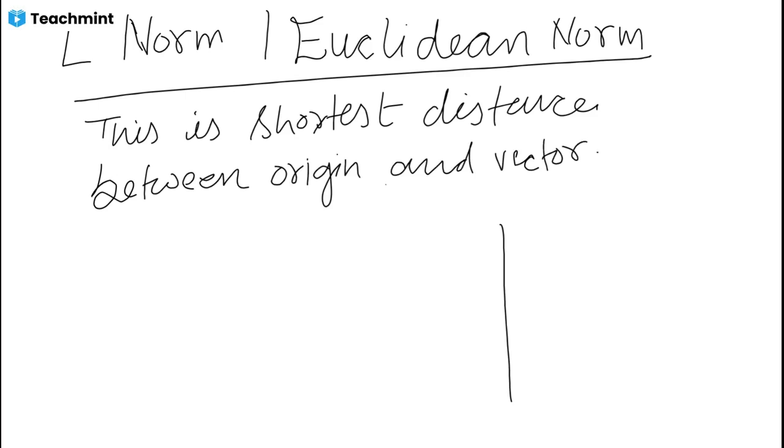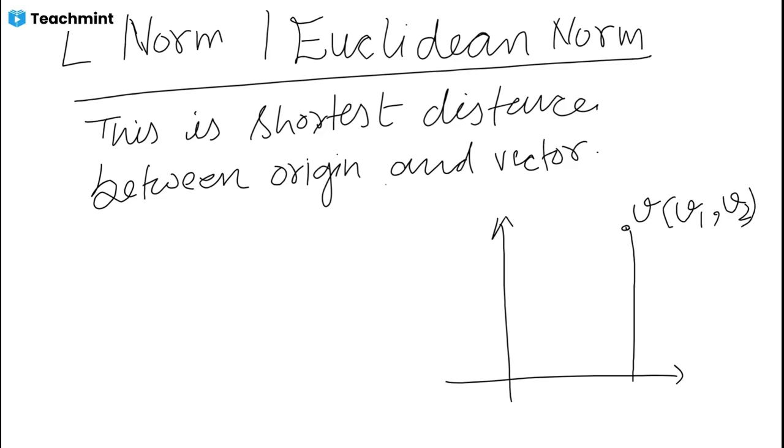Like if we have a vector in this plane, vector v having components v1 and v2, this is the shortest distance. This distance is v1 and this is v2. So we find this shortest distance. This one is the L2 norm. So let us find it using the formula.